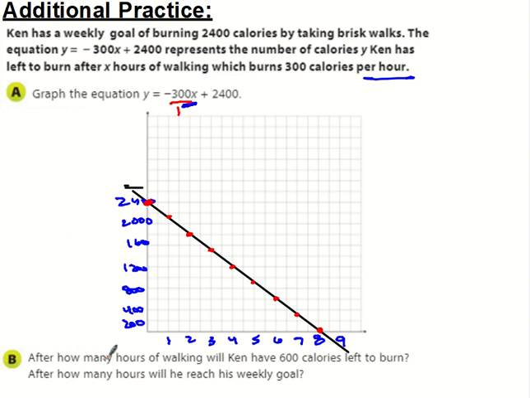After how many hours of walking will Ken have 600 calories left to burn? This line shows me how many calories he has left to burn after his walk. So I've got to find 600. Here's 600. That's after 6 hours. After 6 hours, he's going to have 600 calories left to burn. So I can use this line to answer certain questions.